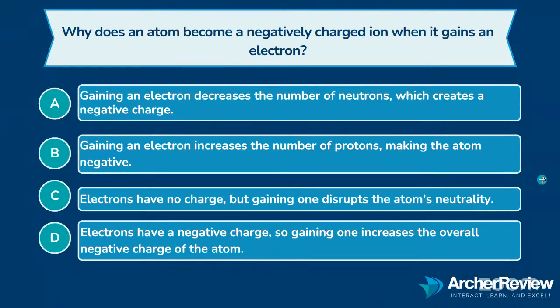Why does an atom become a negatively charged ion when it gains an electron? A, gaining an electron decreases the number of neutrons, which creates a negative charge. B, gaining an electron increases the number of protons, making the atom negative. C, electrons have no charge, but gaining one disrupts the atom's neutrality. Or D, electrons have a negative charge, so gaining one increases the overall negative charge of the atom. Let's get those answers out there.